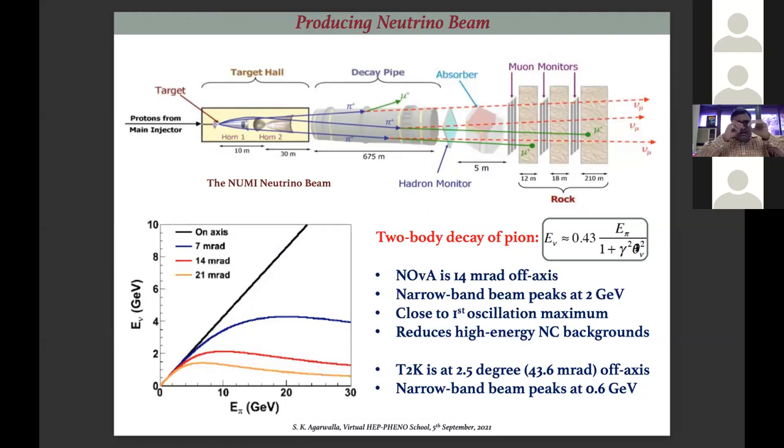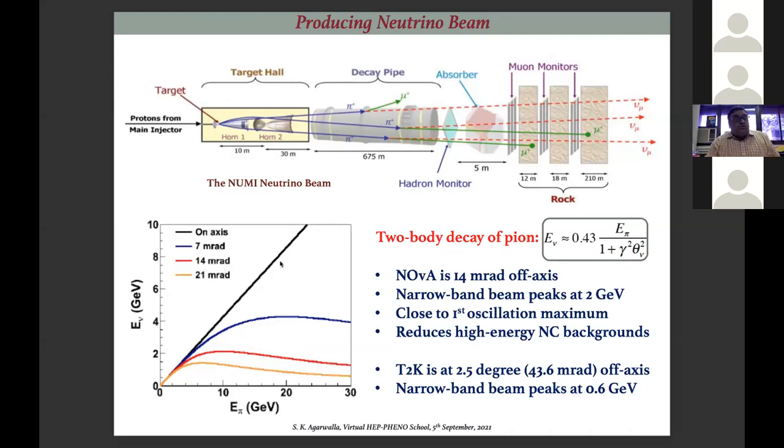So when neutrinos are emitted, you don't have any handle on that, right? They are emitted with various energies at various angles and they're flying. Now it is up to you. If you put your detector on axis, just right in front of your beam, you will see this black line, this relation. That means for a given pion energy, you will have this much neutrino energy.